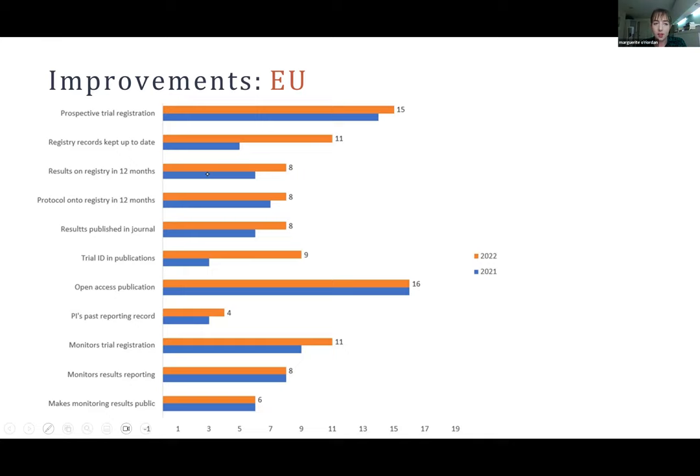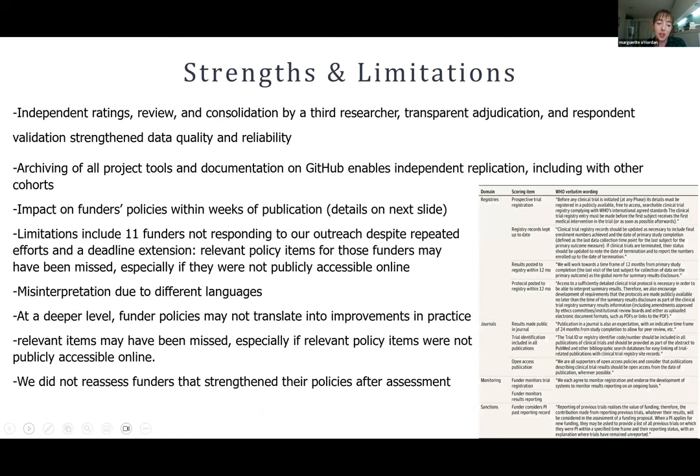So now looking at the strengths and limitations. So in the outreach process, we received responses from 14 funders, which when you think of it, there was 25. So it's not a very high response rate. However, we did end up having to adjust ratings for 21 items. So there was 275 items overall. So if you think about it, there are 11 policy items, 25 funders. So that gives 275 in total. So it didn't result in a massive alteration of scores.